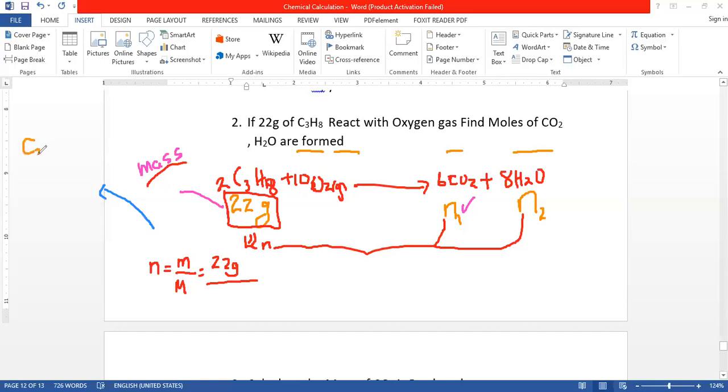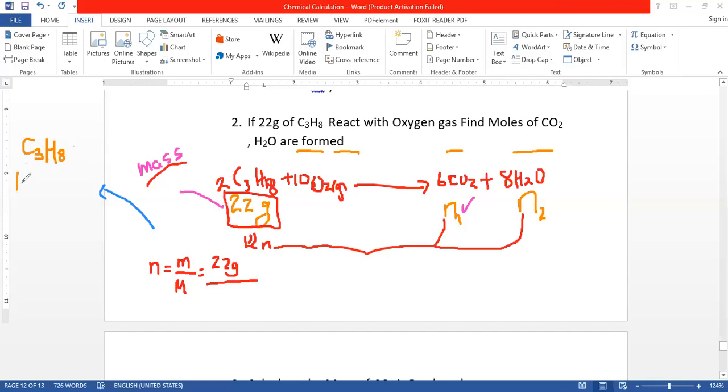C3H8 molar mass. You should not find this as 2CH3 molar mass. They are giving the molar mass of C3H8. So this is methane, ethane, propane. So how to find it?